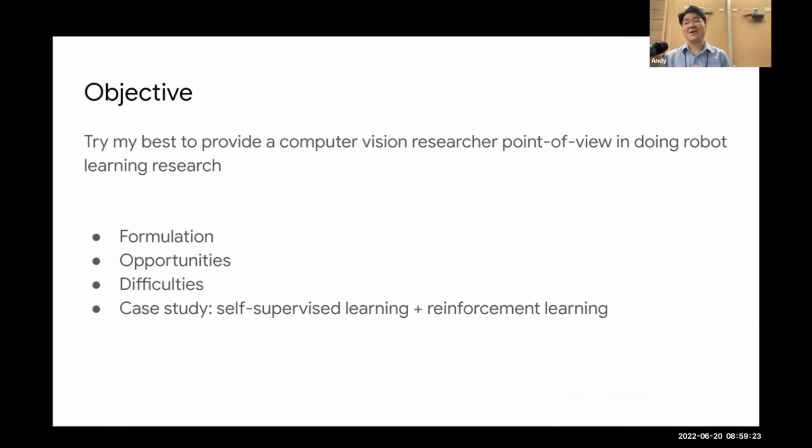I plan to talk about the difference between computer vision and robot learning in terms of the problem formulation, discuss the opportunities, discuss the main difficulties I faced so far, and also share my experience by talking about a case study, which is about combining self-supervised learning and reinforcement learning, and as I mentioned, how it failed.